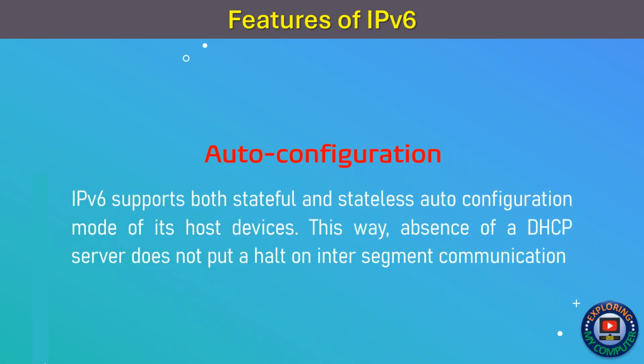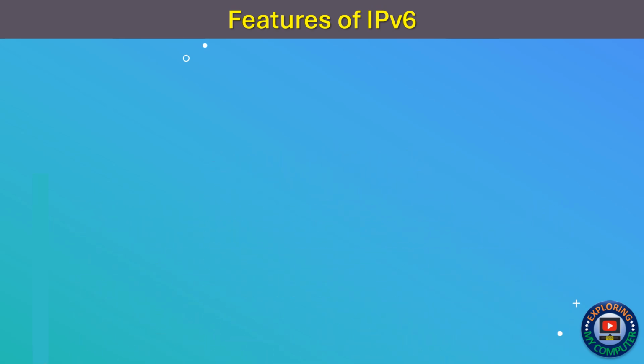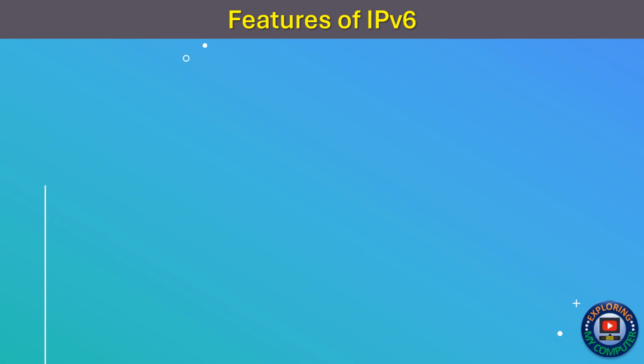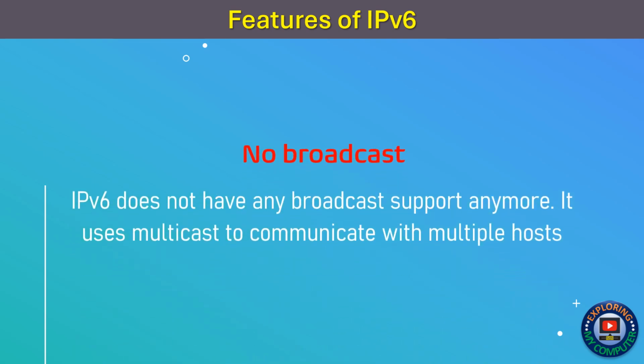IPv6 supports both stateful and stateless auto-configuration modes of its host devices. This way, the absence of a DHCP server does not put a halt on inter-segment communication. Faster forwarding or routing: simplified header information is adequate for a router to make routing decisions quickly. IPv6 does not have any broadcast support anymore. It uses multicast to communicate with multiple hosts.